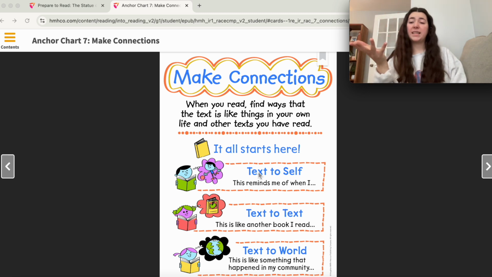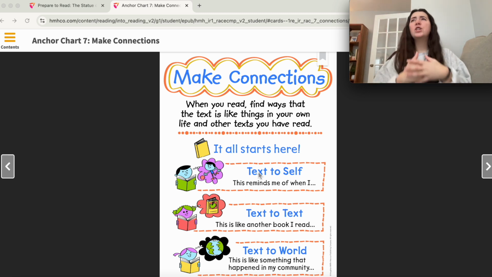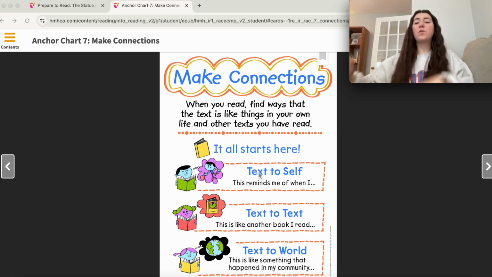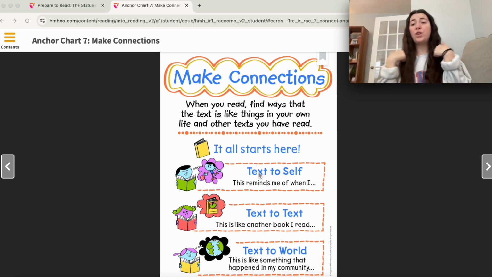So we either connect the text to ourselves. So this story might remind me of the time I visited the park. Or when I read a story about outer space, it might remind me of the time I looked up at the stars. That's when you make a connection from the story to you, to the person you know best.